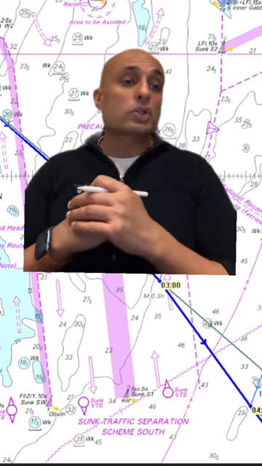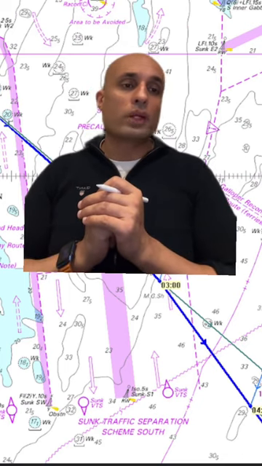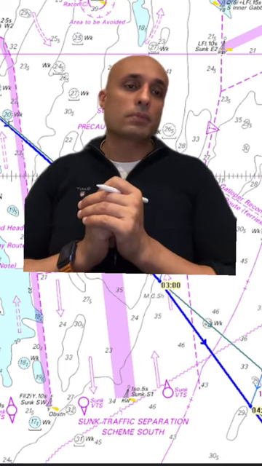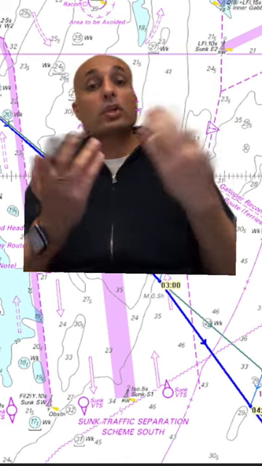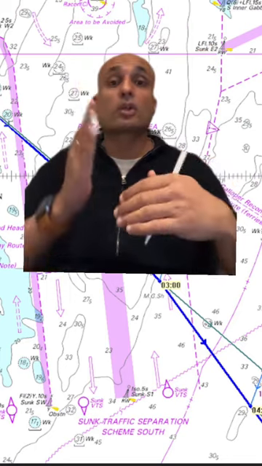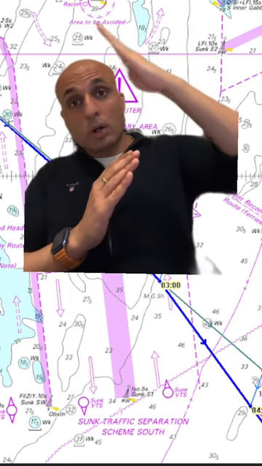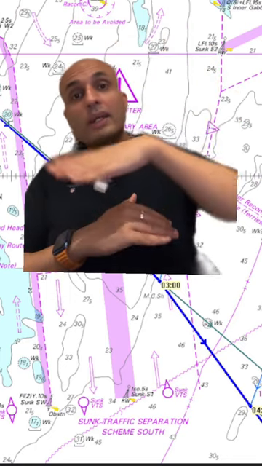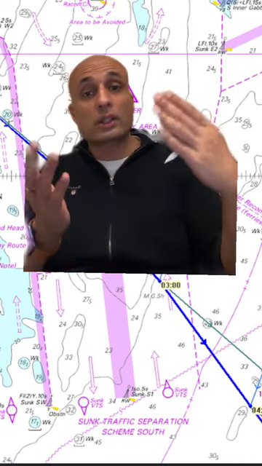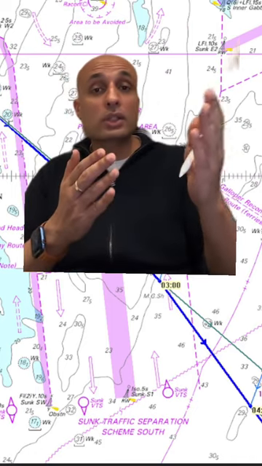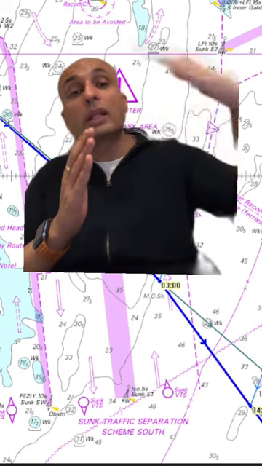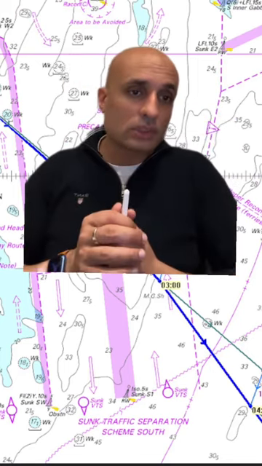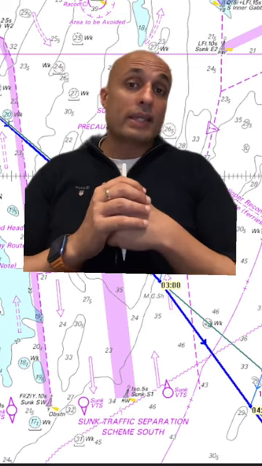A vessel not using a traffic separation scheme shall avoid it by as wide a margin as is practicable. Again, if I've got no business, if I'm not southbound, if I'm not northbound, if I've got some port right on top of this, why do I want to go in and around this area and create confusion? So in case you have no intention to use the TSS, then don't stick close to the TSS. Make sure you are staying well clear. That's what it means.